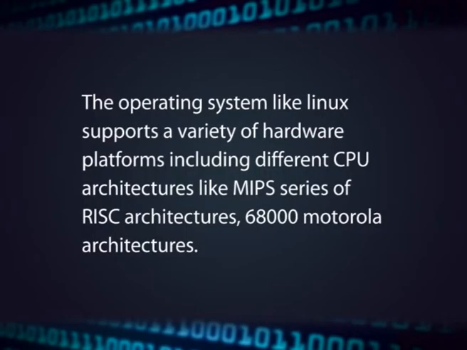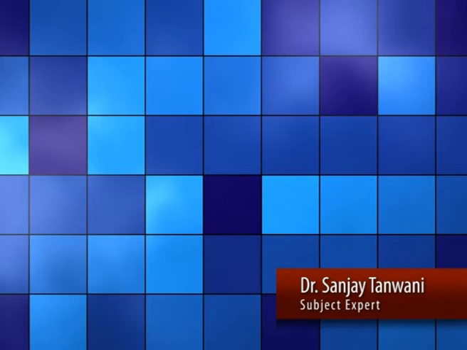The Linux operating system is a complex piece of code and is difficult to understand without appropriate training. An operating system like Linux supports a variety of hardware platforms including different CPU architectures like the MIPS series of RISC architectures, 68000 Motorola architectures, etc. The operating system is written in C language. It has to be compiled so that it generates code for the architecture where the Linux operating system is going to be installed. Also, it provides support so that the end user can interact with various devices using simple commands.